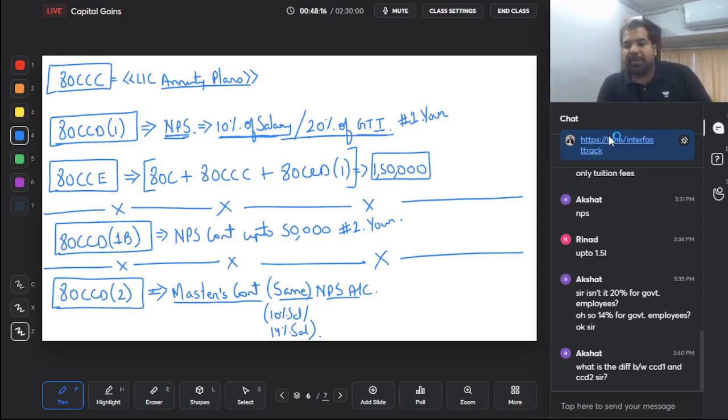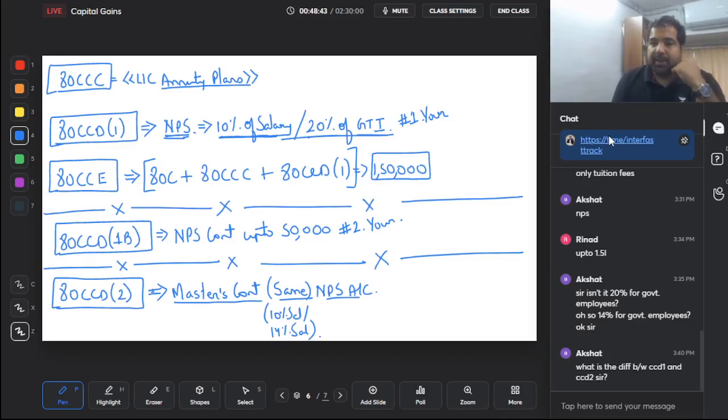What is the difference between 80CCD1 and 80CCD2? Let me tell you, guys. 80CCD1 is your contribution. It's basically like this: you go to a restaurant, you pay, you eat. This is your contribution. You can contribute 10% of salary or 20% of gross total income, and it is within the limit of 80CCE. So there's a limit on the contribution, within an overall limit of 1.5 lakhs.